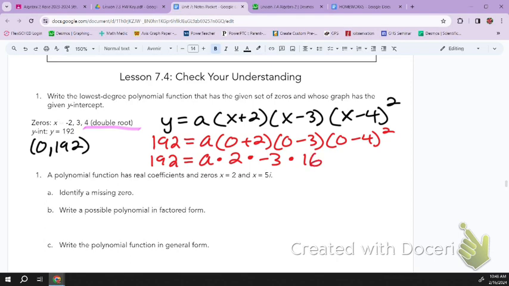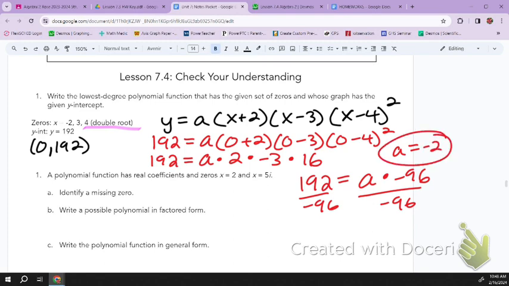-4, and then I square it. +16, good. Now I'm doing 2 times 3 times +16. We do have one negative. What do we get next to A? What'd you get? -96. So then when I divide both sides, we get A is -2. And I can put that back in my original factored form equation. Questions? We're just adding in that now I can have a squared factor or a cubed factor and what it does to the graph.